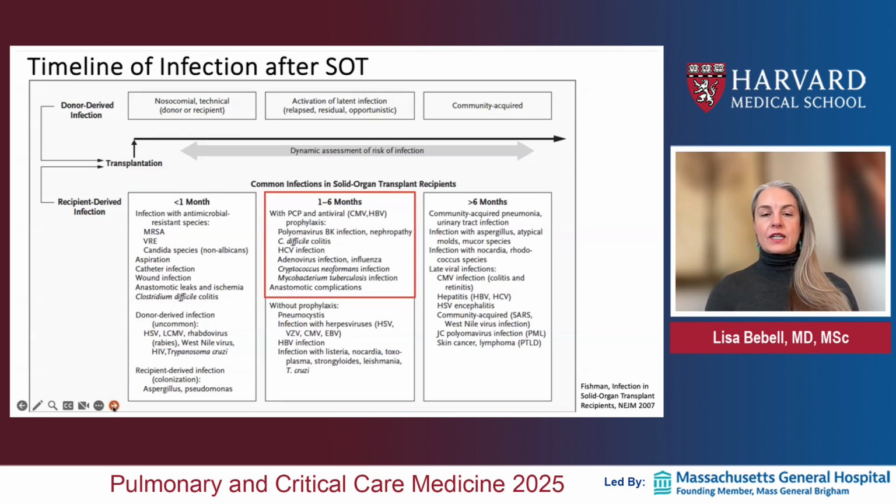This is the highest risk time point at which you start to see those. And again, anastomotic complications do persist. And then after about 6 months or up to 12 months, we really start to see those community-acquired infections dominate, including pneumonia, aspergillus, other molds, and mucor species, and infection with nocardia and rhodococcus does persist.